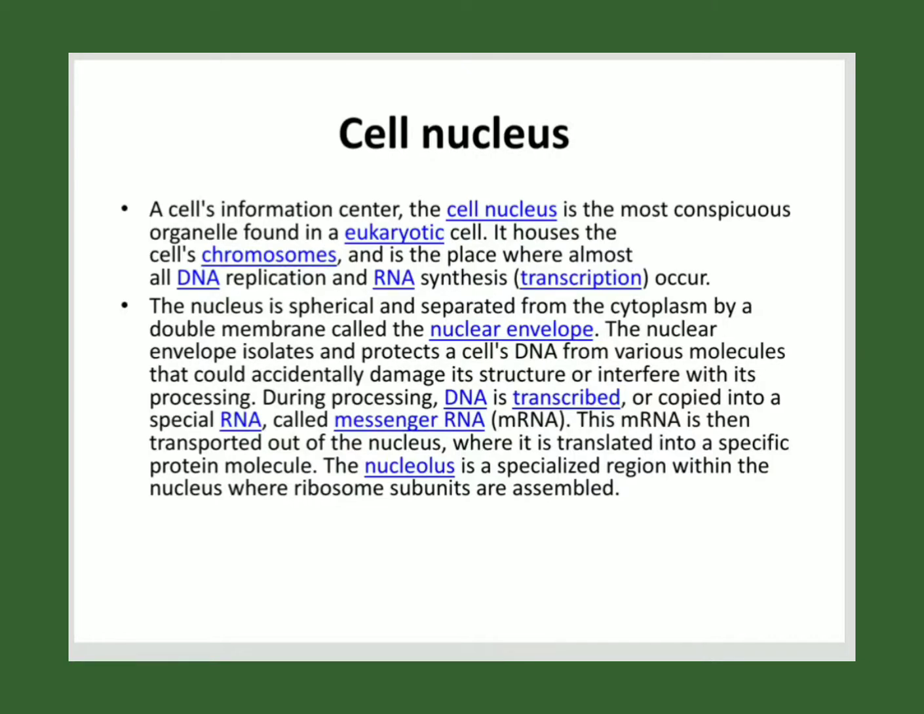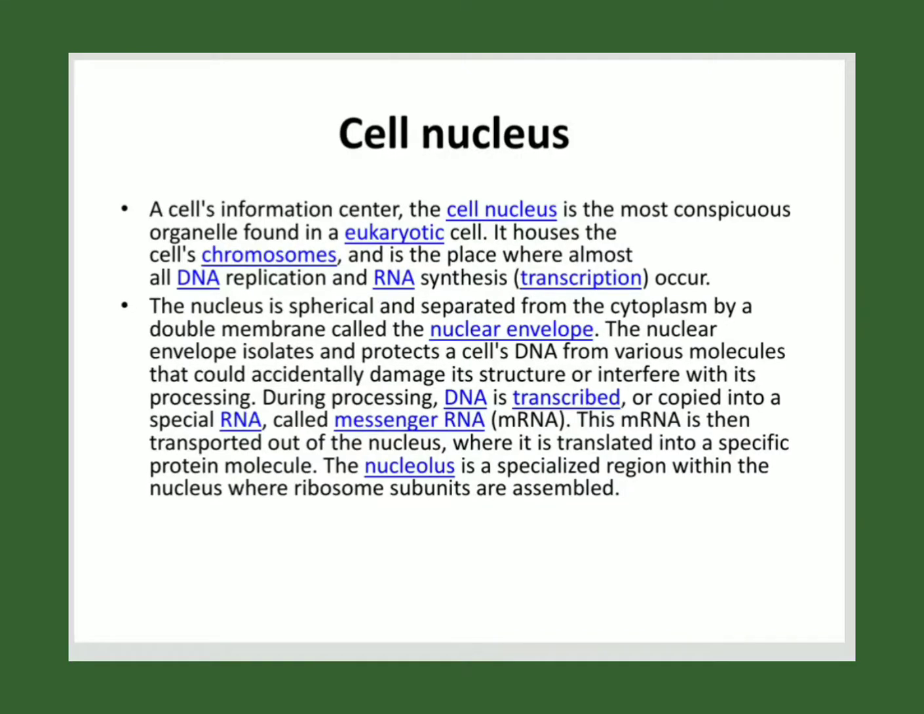Nucleus. A cell's information center is the most important organelle found in the eukaryotes. It houses the chromosomes and is the place where almost all the DNA replication and RNA synthesis take place. The nucleus is spherical and separated from the cytoplasm by a double membrane called the nuclear envelope. The nuclear envelope isolates and protects a cell's DNA from various molecules and other accidents.